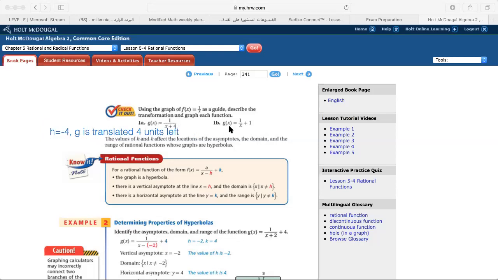Okay, what about 1b? 1 over x plus 1, so it is a vertical translation. g is translated 1 unit up. Why? Because the value of k is positive. So I'm going to write k is equal to 1. So g is translated 1 unit up.